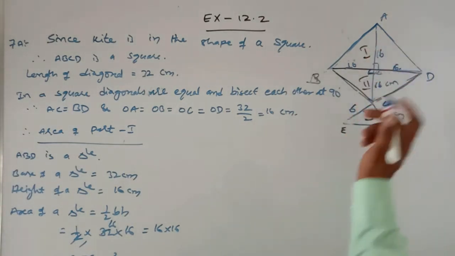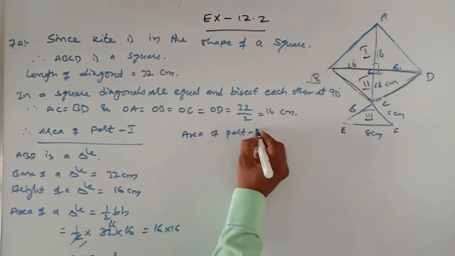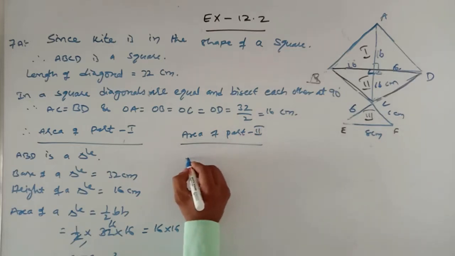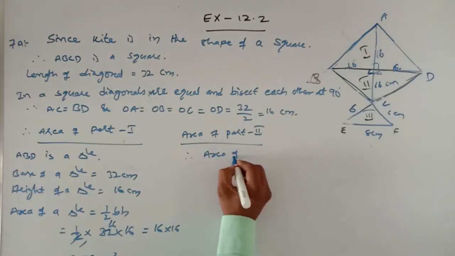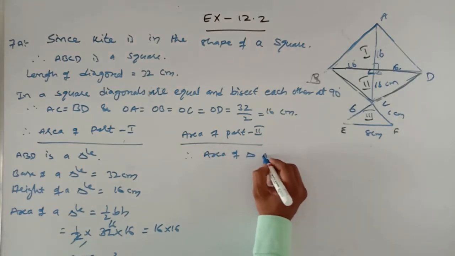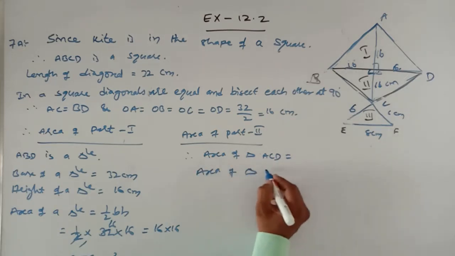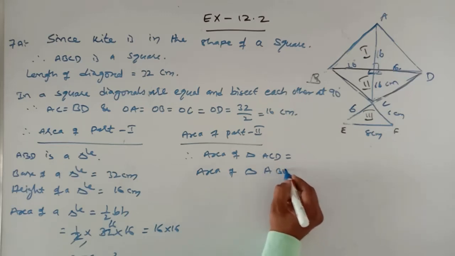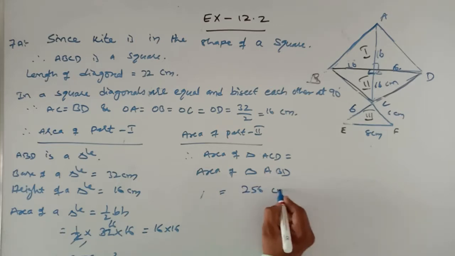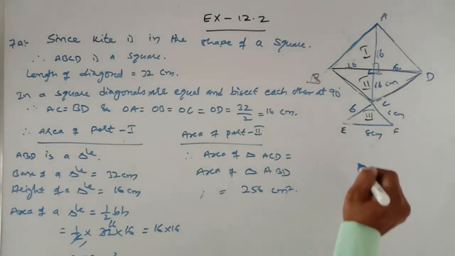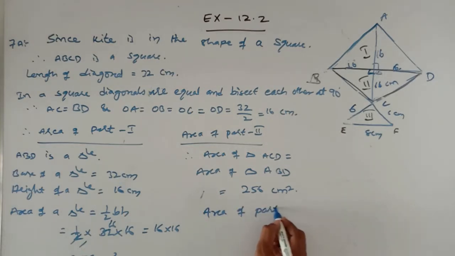The area of the triangle is equal to 256 square centimeters. Then automatically the area of part 2 is also the same. Area of part 2: since the diagonals bisect each other and they are equal, the area of triangle ACD is equal to the area of triangle ABD. That's equal to 256 square centimeters. Now I am taking the third part, the area of part 3.